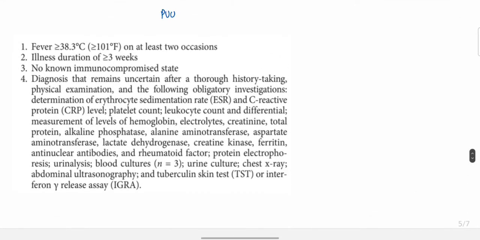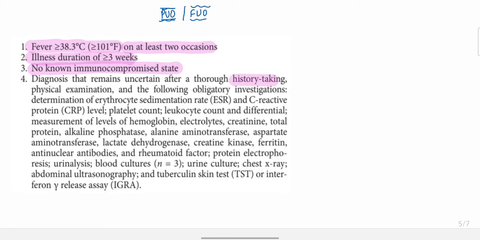Now pyrexia of unknown origin, or fever of unknown origin. We should know the definition of PUO. It is defined as fever more than 38.3 degrees Celsius, or more than 101 degrees Fahrenheit, on at least 2 occasions. Illness duration should be more than or equal to 3 weeks. There should be no known immunocompromised state. And there are some obligatory investigations which should have been done in the case of pyrexia of unknown origin, and they all should be normal.